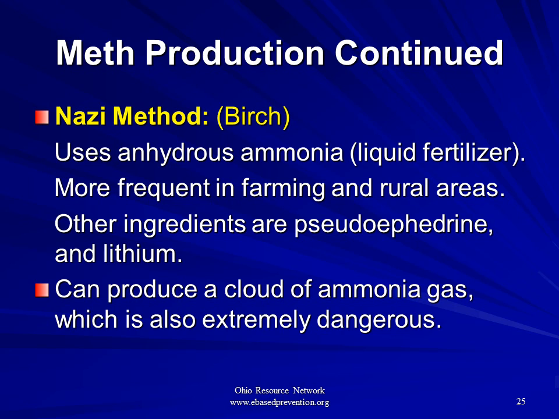Second method that's often used is called the Nazi method. Apparently this method was attributed to Nazi Germany during World War II when they were producing amphetamine for use by their troops. It's also known as the Birch method. And this method uses anhydrous ammonia. Anhydrous ammonia is a common fertilizer in rural areas, which is why so often farmers will find that their anhydrous ammonia tanks have been drained out.